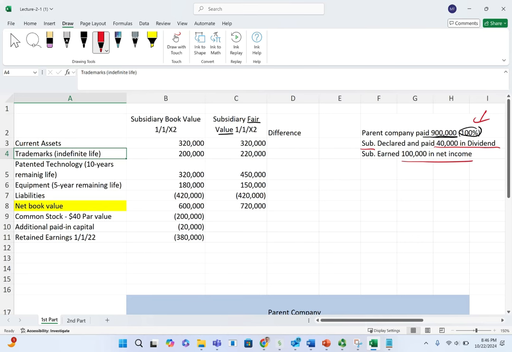So what we will do in this session, we will go over this example, looking at the consolidation entries and the elimination entries. We will look at the whole process from A to Z. Let's go ahead and get started.